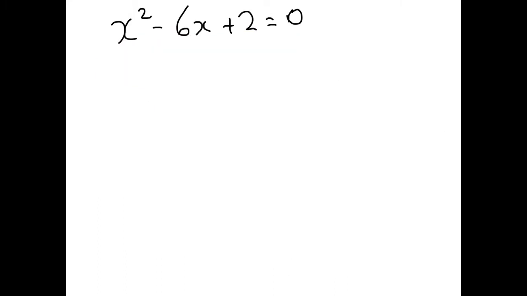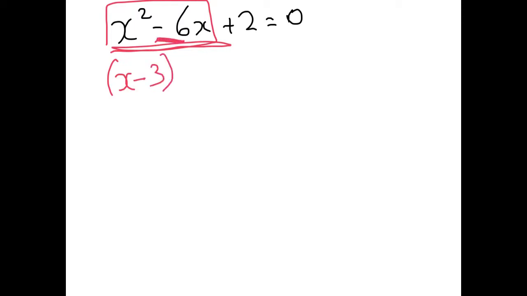Okay, x squared minus 6x plus 2 is equal to 0. So again, I focus on the first two terms, and I halve the negative 6. I get x minus 3 squared plus 2. Now I've added in negative 3 squared, which is 9, so I need to take it out. So it's plus 2 minus 9 equals 0.